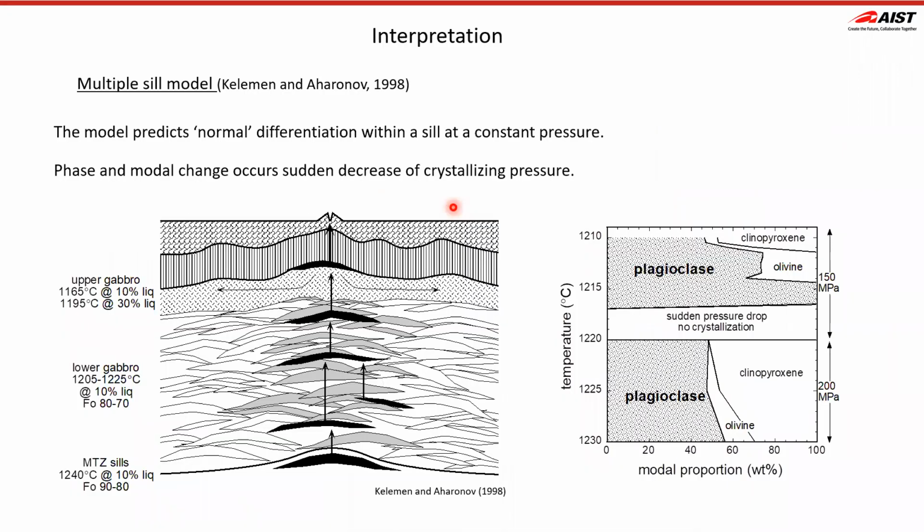The multiple cell model predicts normal differentiation within a cell at constant pressure. Increasing pressure of the individual cells led to sudden upward migration of residual melt, and phase and modal change occurs. Such a sudden decrease of crystallizing pressure.